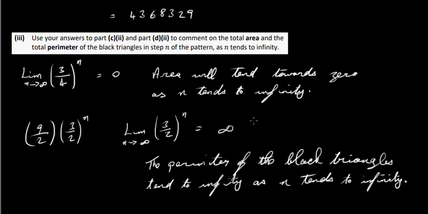And that's really it. It's an odd kind of concept here. Despite the fact that the area tends to 0, the actual perimeter of the black triangles will tend towards infinity. Okay, so that's it for this particular question.